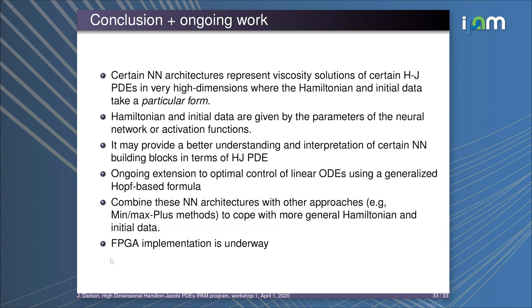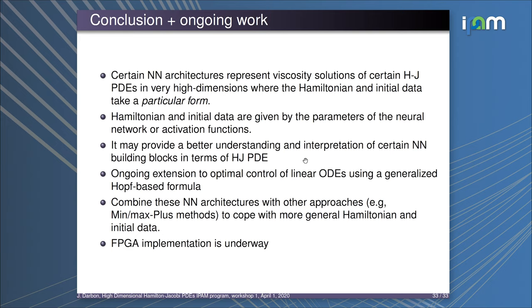I'd like to conclude by saying that we have provided a neural network architecture that represents viscosity solutions of certain Hamilton-Jacobi PDEs in potentially high dimension. So the Hamiltonian and the initial data are given by the neural network, either by the parameters of the network or by the activation function. And you can solve them if the Hamiltonian and the initial data take this particular form dictated by the neural network.